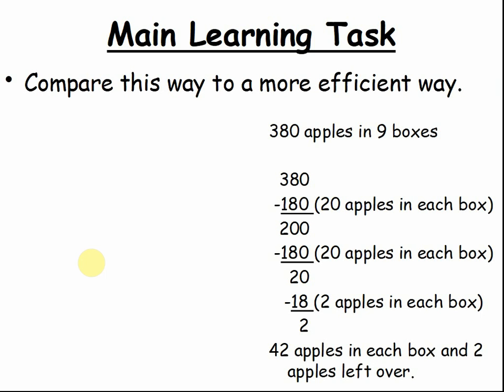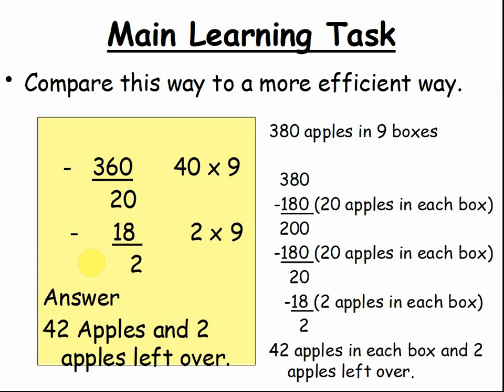Compare this to a more efficient way. This is the alternative, where we do share it. 36 divided by 9 would have 40 put in, and then 2 would have 42 apples and 2 left over.